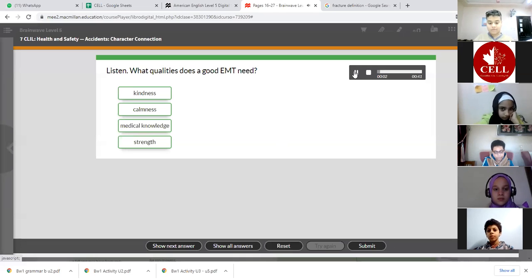EMT stands for Emergency Medical Technician. EMTs ride in ambulances. They take care of people in emergency situations, such as car accidents. EMTs aren't doctors, but they have a lot of medical training. A good EMT must be very calm because they often work with people who are very scared. A good EMT must also care about people and be able to work as part of a team.